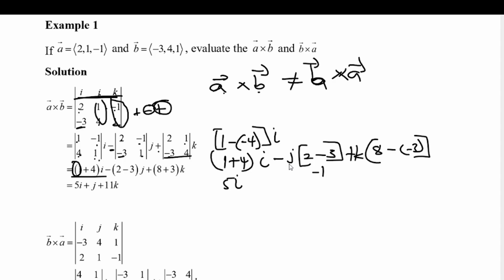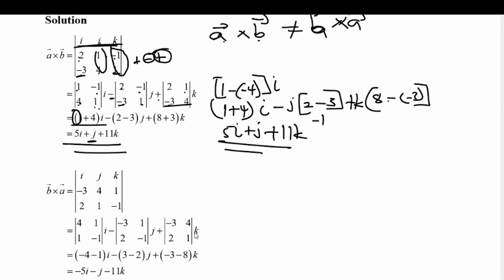And negative J times negative 1 will give us positive J. And that's why we have this one here. And then negative times negative gives us positive 3. So you have 11K. So plus 11K. And that's what we have over here.